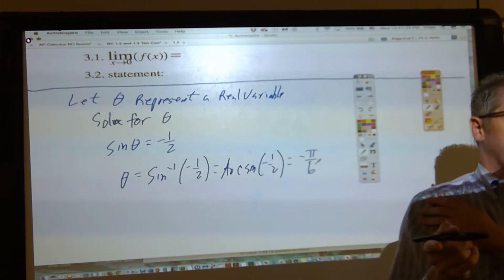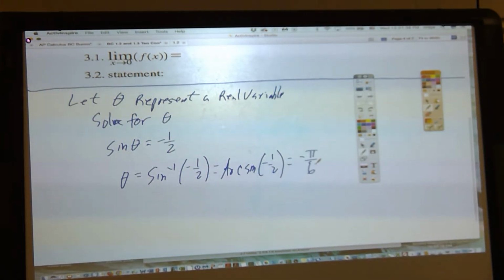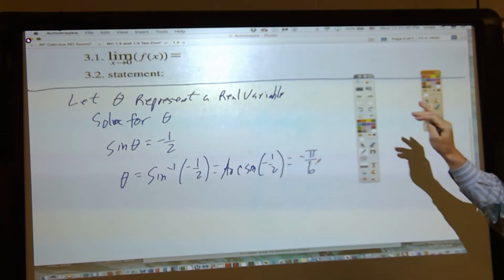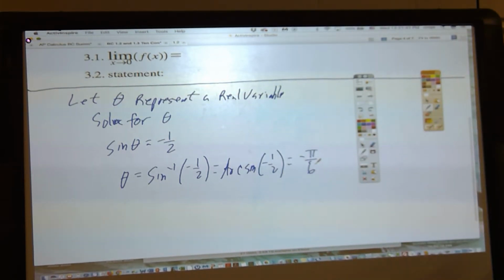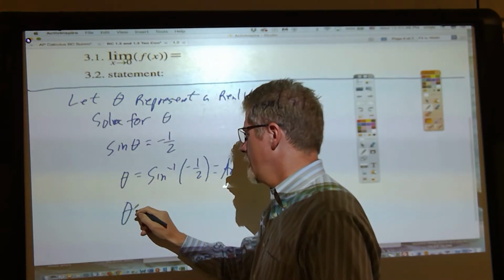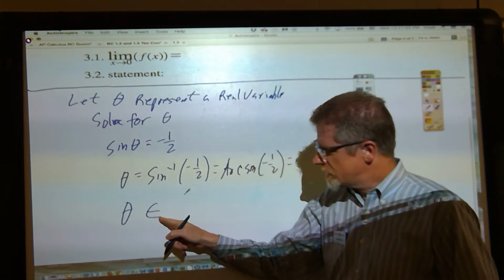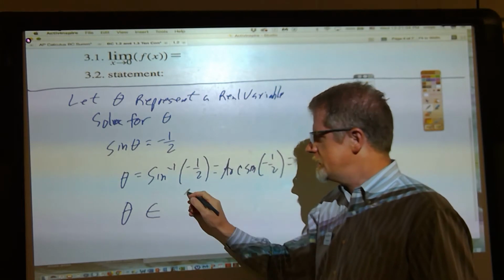If you had 11π/6, remember 11π/6 is coterminal with -π/6. But just for the sake of reviewing that. Now, the truth is that theta, I'm going to use set notation a lot, is an element of the set. That's an epsilon from the Greek alphabet. Epsilon is an element of the set.